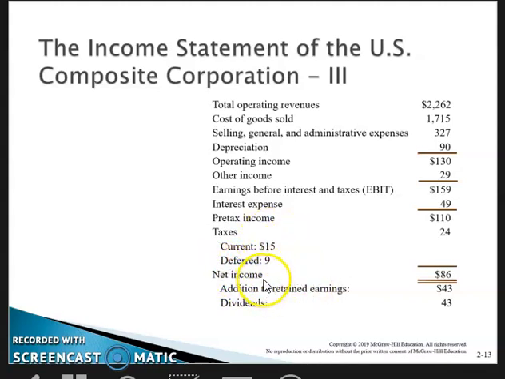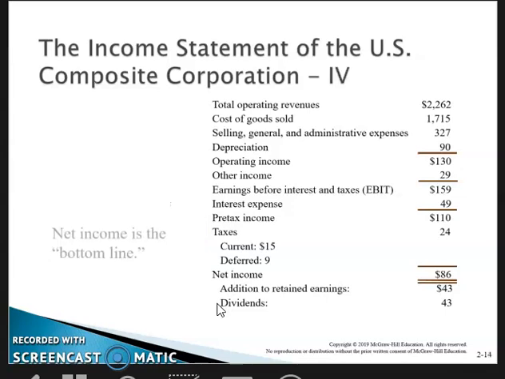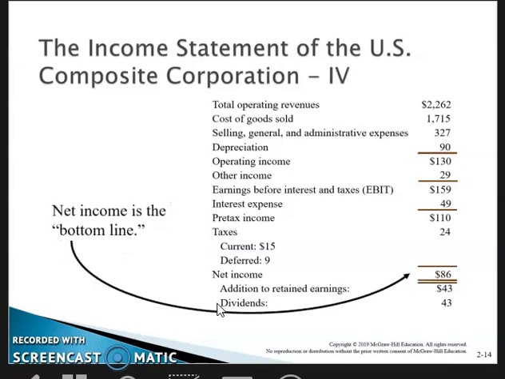And then when we calculate our income, this is when the firm makes that decision. Are we going to reinvest it, which is an addition to retained earnings, or pay it out in dividends? It's a really important decision. Corporations typically separate out the section that reports taxes. And then finally, net income is what we refer to as the bottom line.